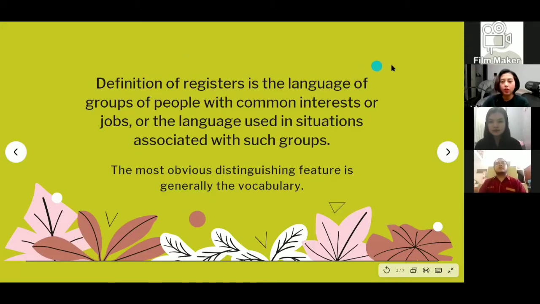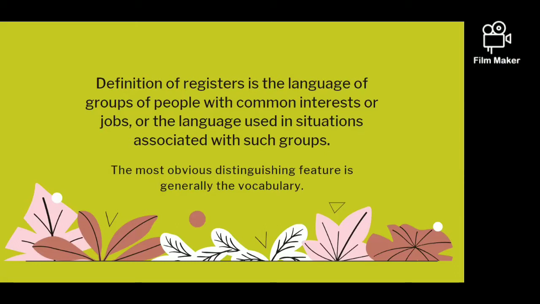So, register. The definition of register is the language of groups of people with common interests or jobs, or the language used in situations associated with such groups. Examples of register are journalists, baby talk, legalists, the language of auctioneers, race scholars, and sport commentators. The language of airline pilots, criminals, financiers, politicians, and disc jockeys. The language of the courtroom and the classroom. All of them could be considered examples of different registers.